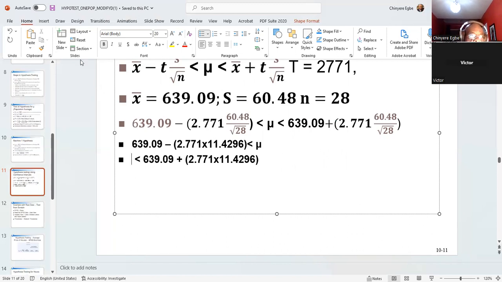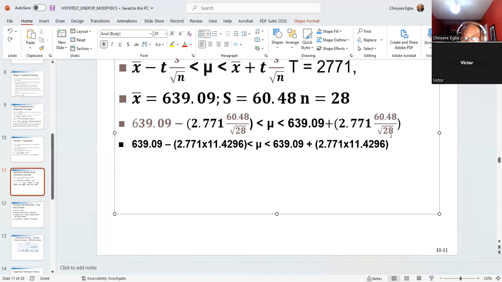And when you do that, the lower interval is 607.79, and the high interval is 671.13. The 6 what? 671? 671.13, and the low one is 607.79.